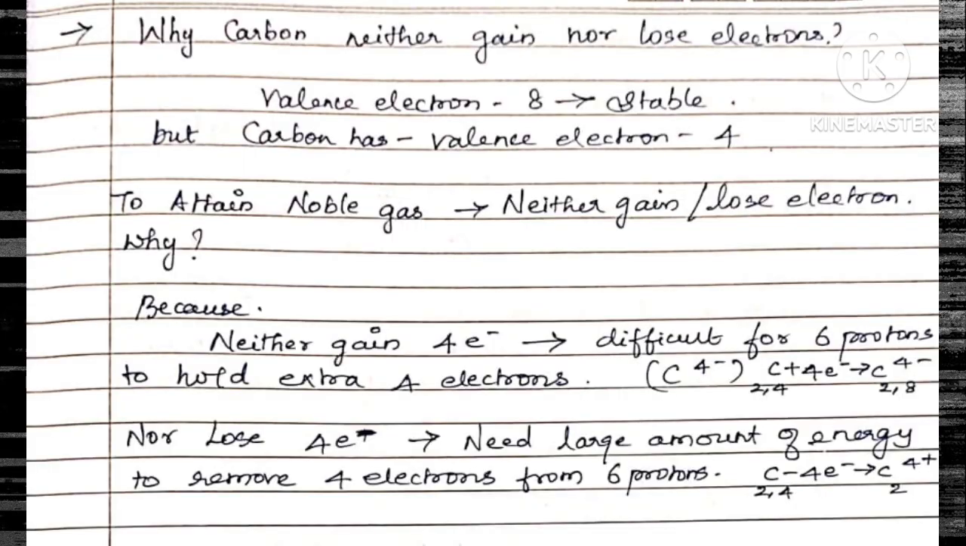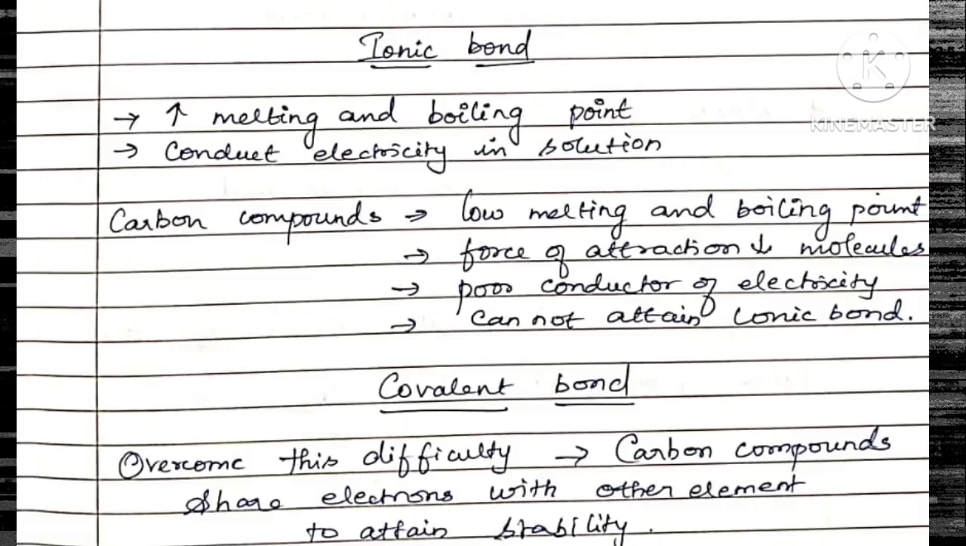Why does carbon neither gain nor lose electrons? Because the valency shell of carbon has 4 electrons. To attain stability, carbon has to either gain 4 electrons or lose 4 electrons. To gain more electrons, the carbon nucleus would have to be stronger, but 6 protons cannot hold 8 electrons. To lose 4 electrons, it needs more energy, which is also not possible. So it neither gains nor loses electrons.